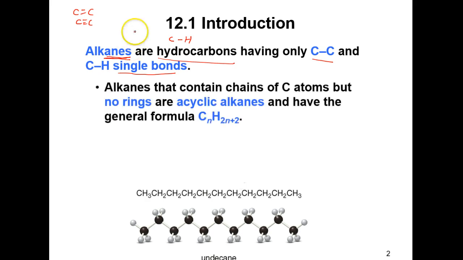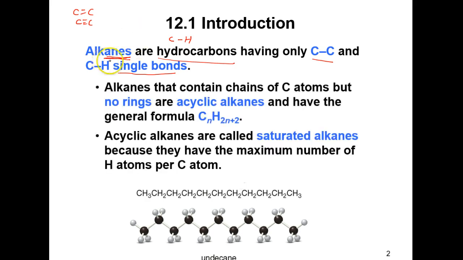If you look at the bottom, they show you one example. Basically, alkanes contain chains of carbons, but no rings. They're considered acyclic, meaning not cyclical. We will talk about hydrocarbons that are rings in this chapter. And they have a general formula of CnH2n+2.